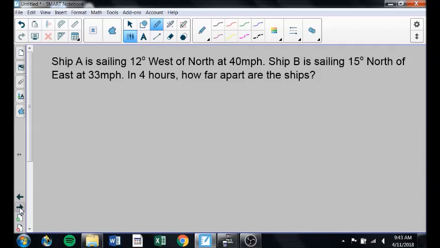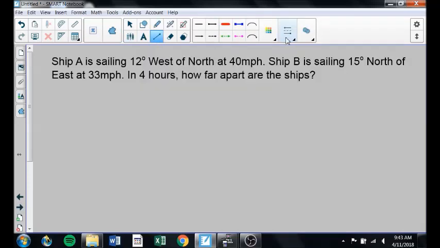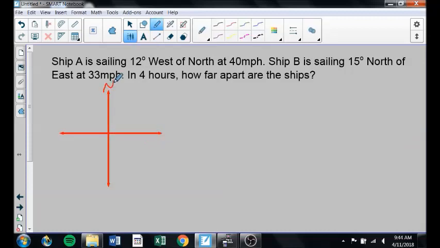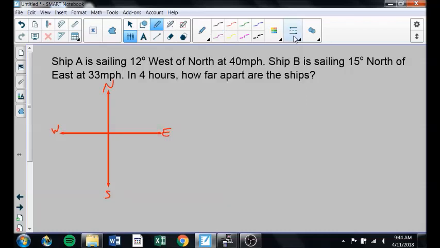Directions are kind of a big deal with trig. A lot of the trig that was originally accomplished was through ships and sailing and navigation and maps and cartography and all that good stuff. So here is a compass with north, south, east, and west. And it says ship A is sailing 12 degrees north of west. Well, that means that from west I go 12 degrees north. So this is ship A.